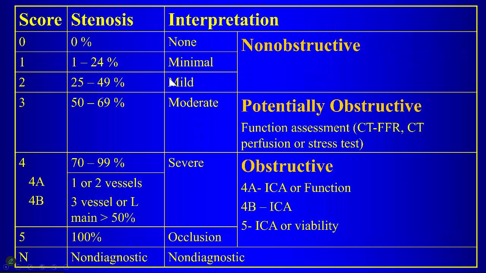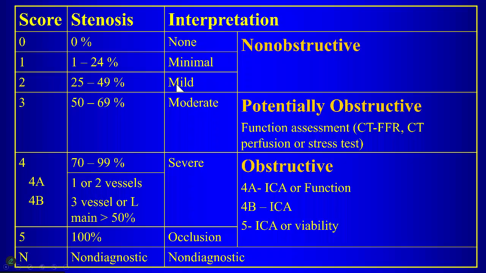So the point of this is to determine the management and the workup for the patient. If your CAD-RADS score is from 0 to 2, okay, 1 is a 1 to 24% stenosis, 2 is 25 to 49%.